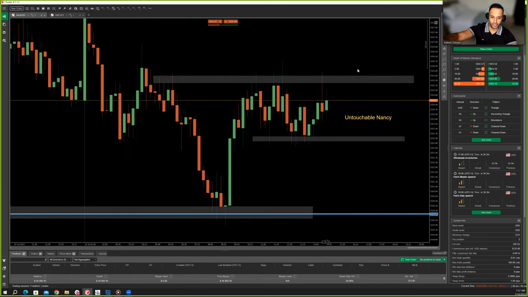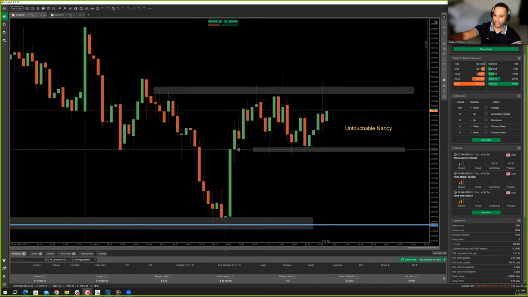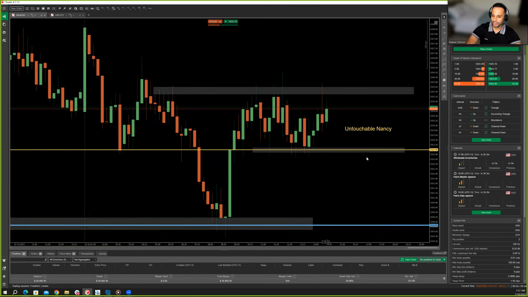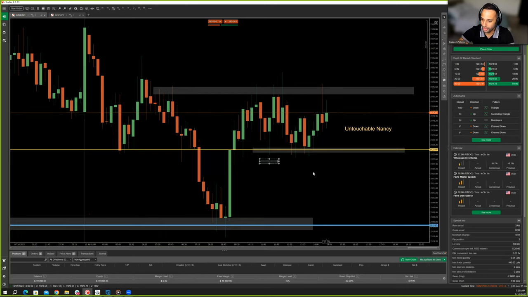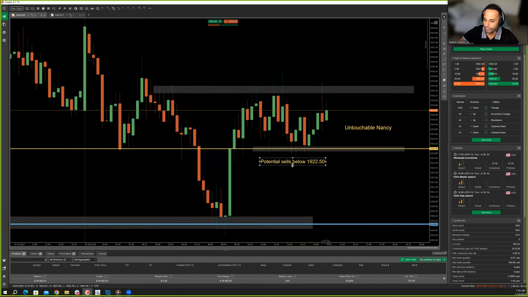I mean, a better trade on gold is probably going to be a break below this area. But other than that, I'd say just stay away from gold. So maybe potential sells below 1922.50. Maybe that's something that may work. Potential sells below 1922.50. Bro, do you enter bargain buy stop or buy stop limit? I only use buy stops and sell stops on news, specifically NFP, FOMC.